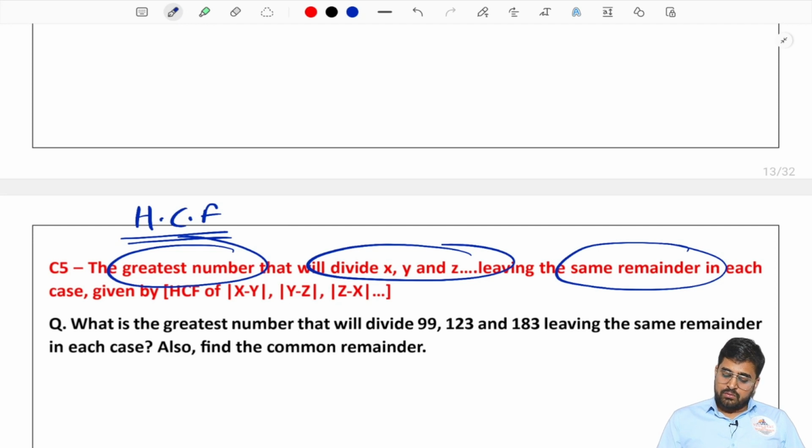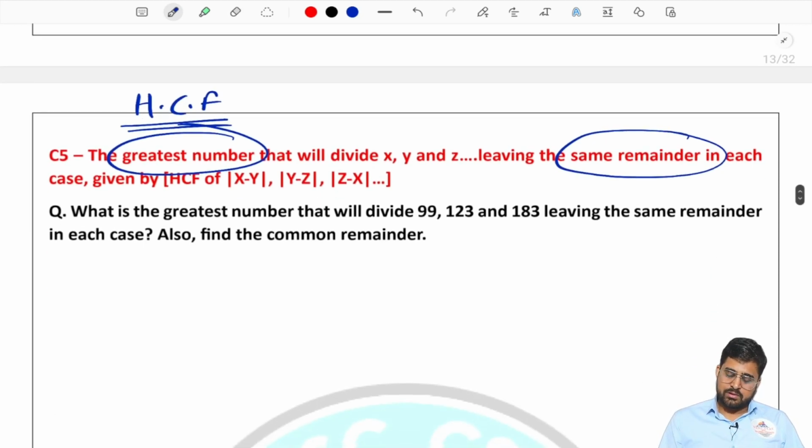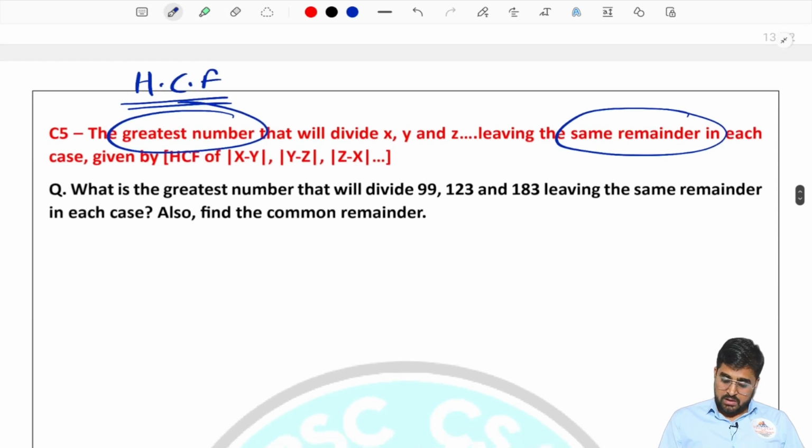For that you have to take the HCF first of all, because there is HCF. So is it important to calculate the HCF of these three numbers? Yes or no? No, because we have discussed above that we have to calculate the HCF of the differences of these numbers. You can go from the start and you have that note. Now let's try to solve this.